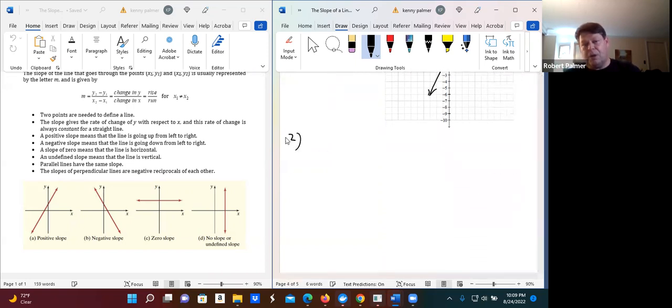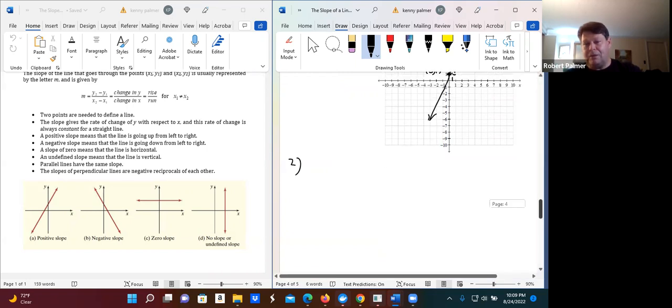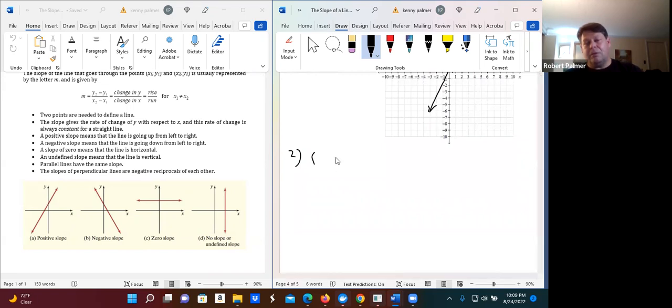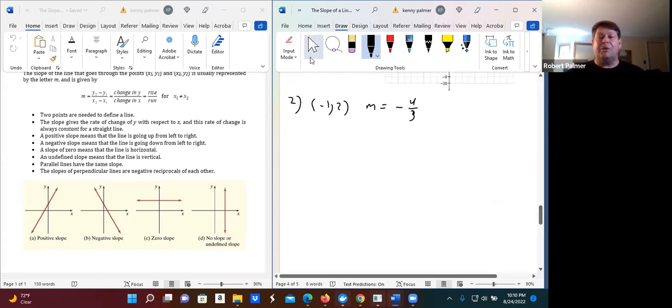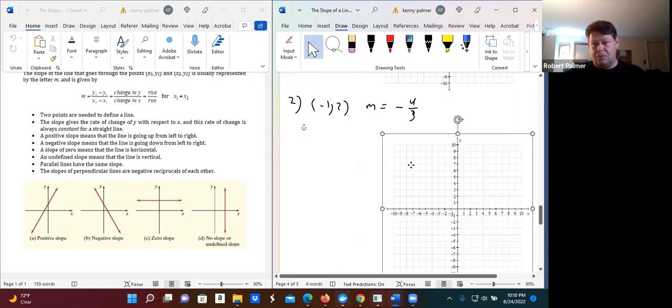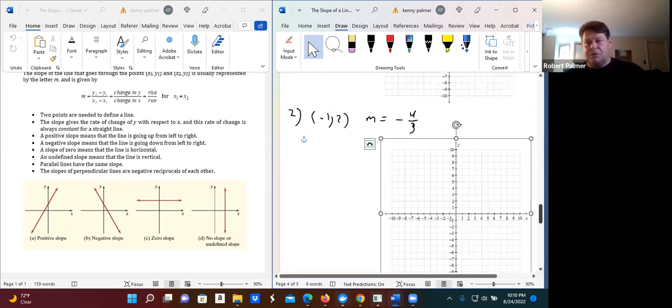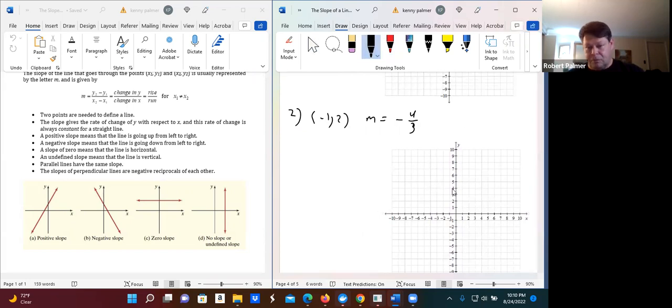So number 2, let's say we have the point on the line is, how about I choose -1, 2, and here my slope, let's say it's going to be negative 4/3. Okay, so once again, let me include an axis where I can graph. Let's see what this looks like. So I find my point, -1, 2.